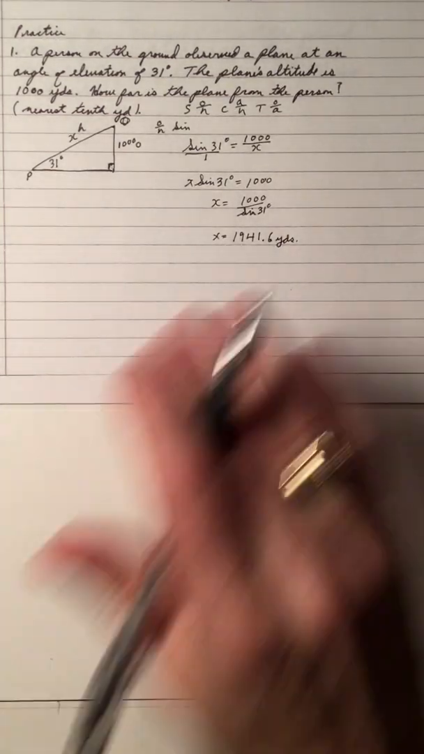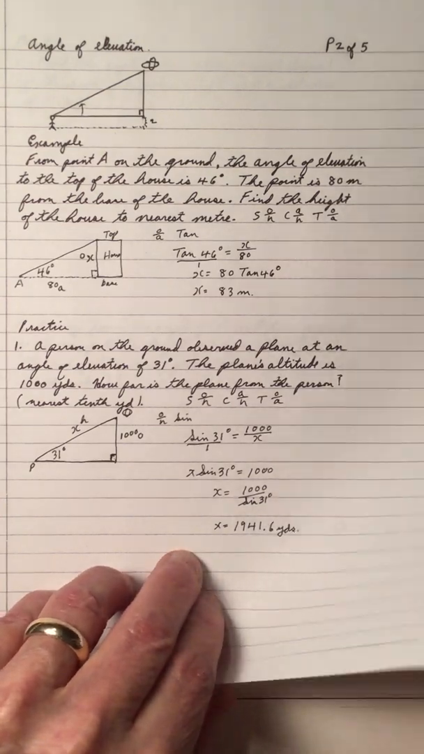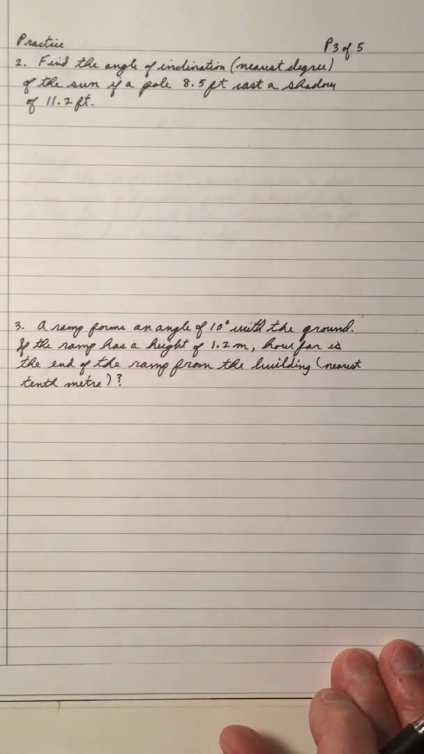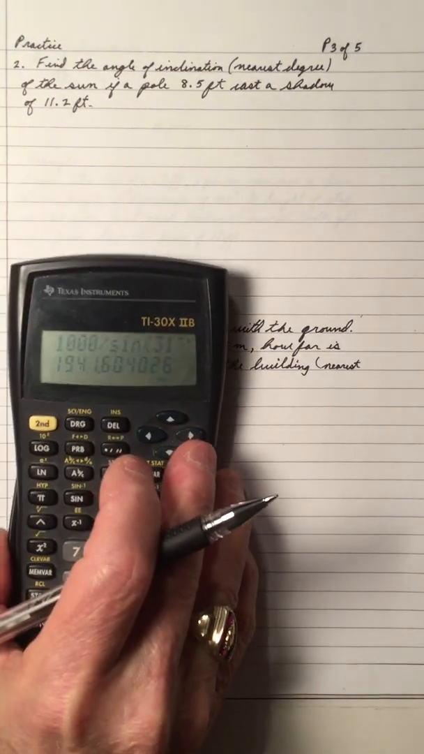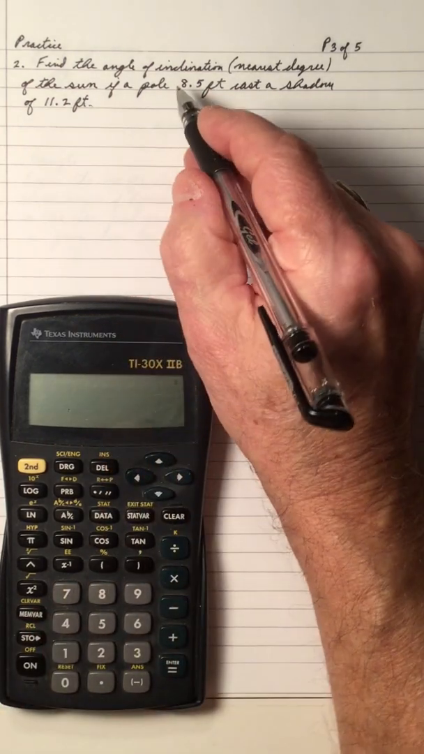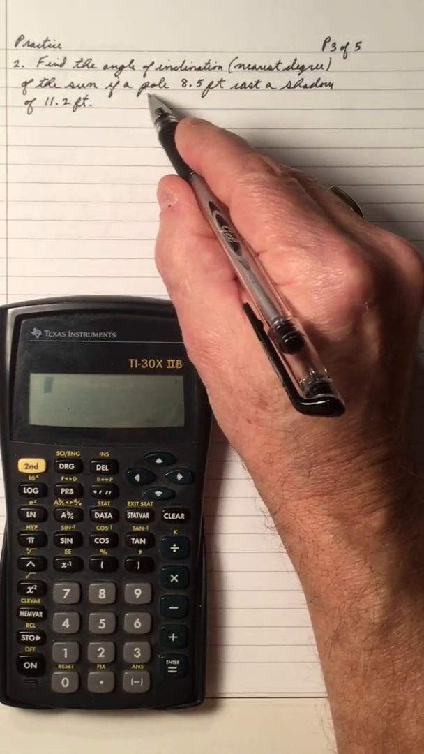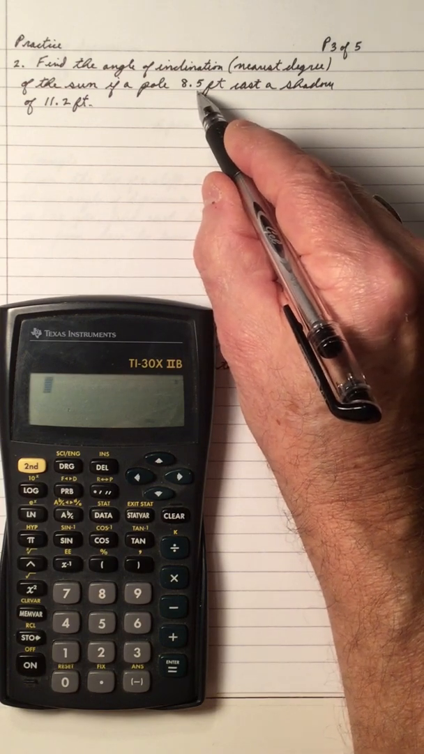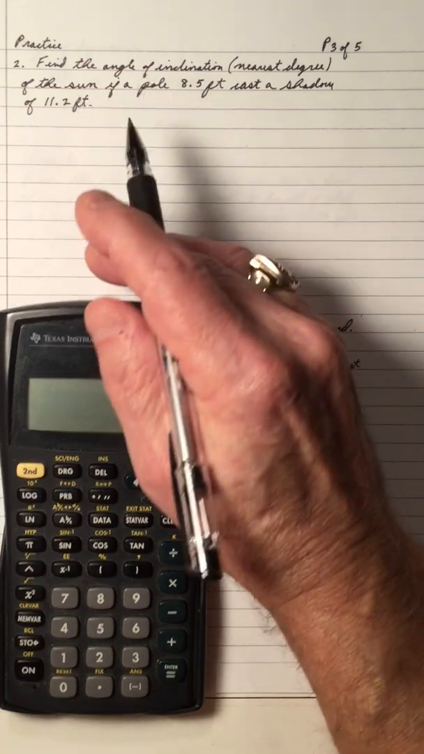And move the calculator. Let's move this sheet back down, and let's continue. More practice. Here we go. Calculator back in. Find the angle of inclination to the nearest degree of the sun if a pole 8.5 feet casts a shadow of 11.2 feet.